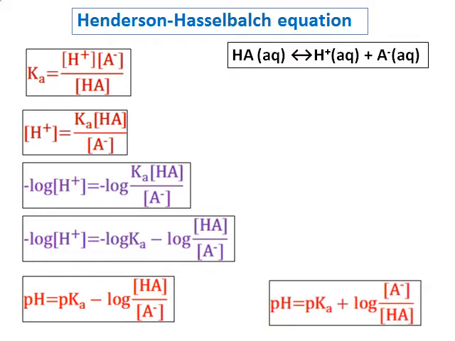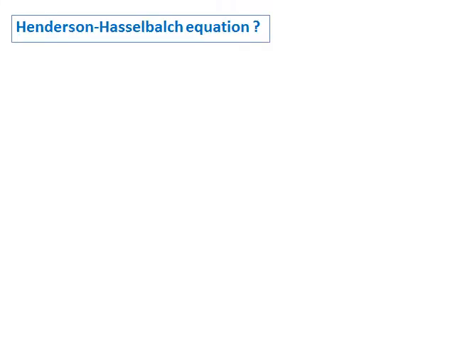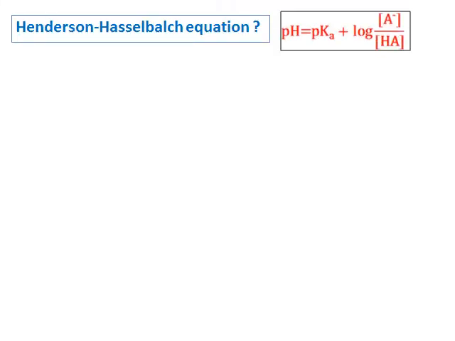The same equation rearranged as pH equals pKa plus log of the concentration of A- divided by HA is called the Henderson-Hasselbalch equation. Now, why is this Henderson-Hasselbalch equation useful? Just for reference, the equation is given again.